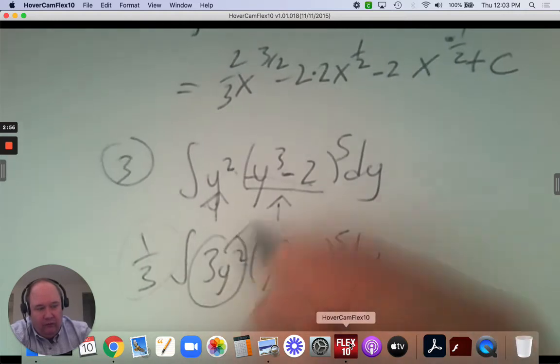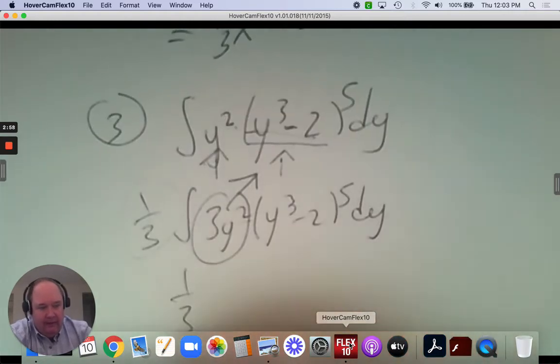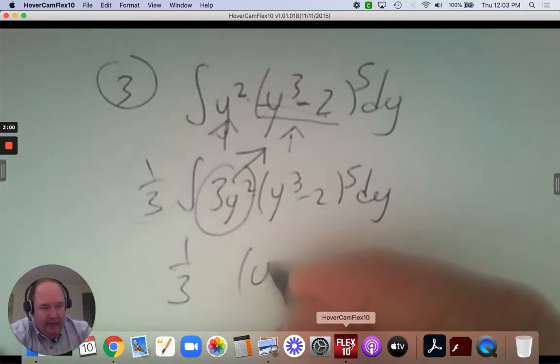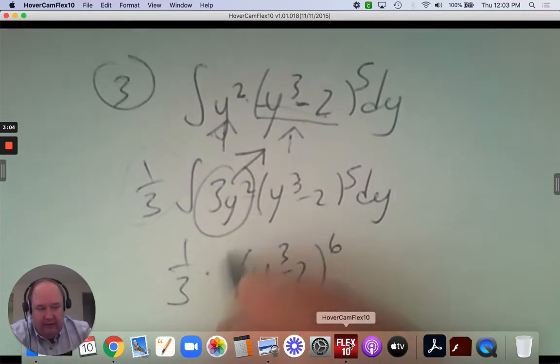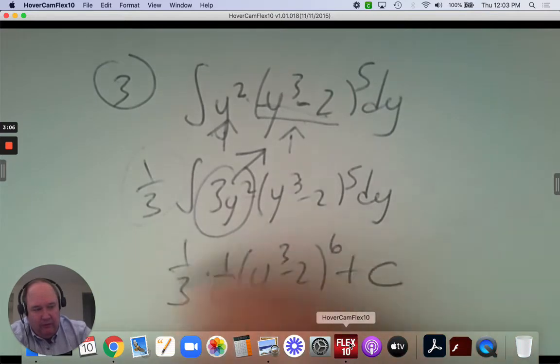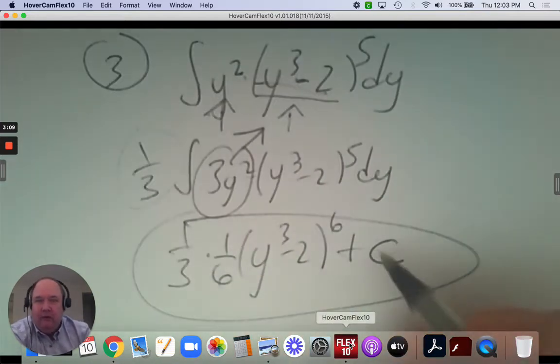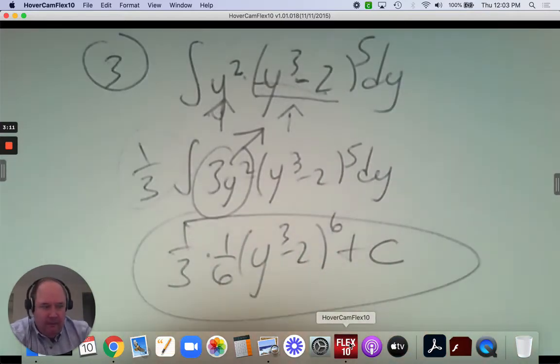Then circle the hook and unhook it. And my answer is 1/3. Add 1 to the exponent, and then divide or times the reciprocal, and then you have your answer. And don't forget the constant. Number 4.